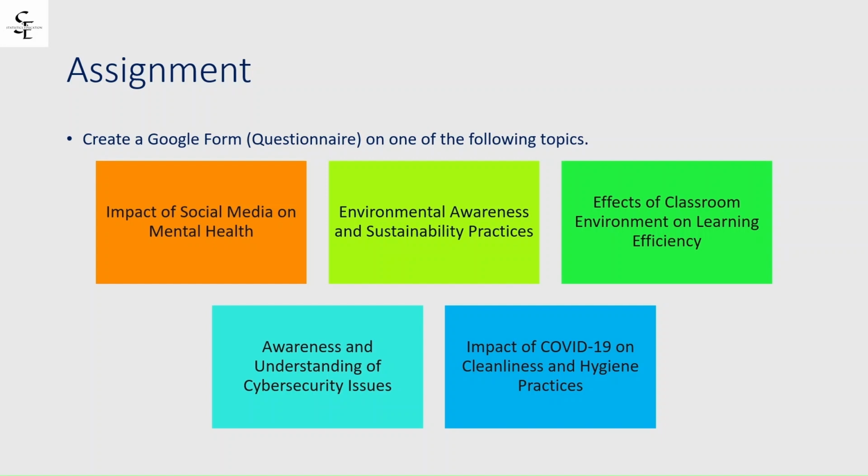In today's assignment, you are required to create a Google form on one of the following topics. The first topic is impact of social media on mental health. The second topic is environmental awareness and sustainability practices. The third topic is effect of classroom environment on learning efficiency. The fourth point is awareness and understanding of cybersecurity issues. And the last topic is impact of COVID-19 on cleanliness and hygiene practices. Choose any one topic and create a Google form. You can share the link of the Google form and ask your friends and relatives to fill your form.